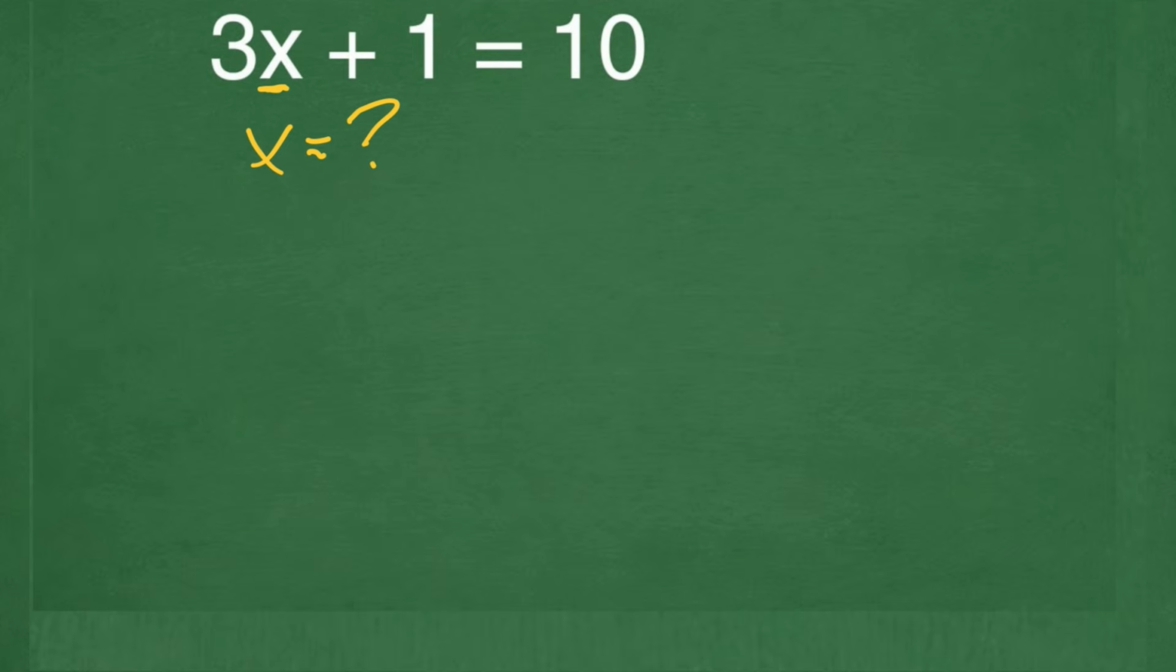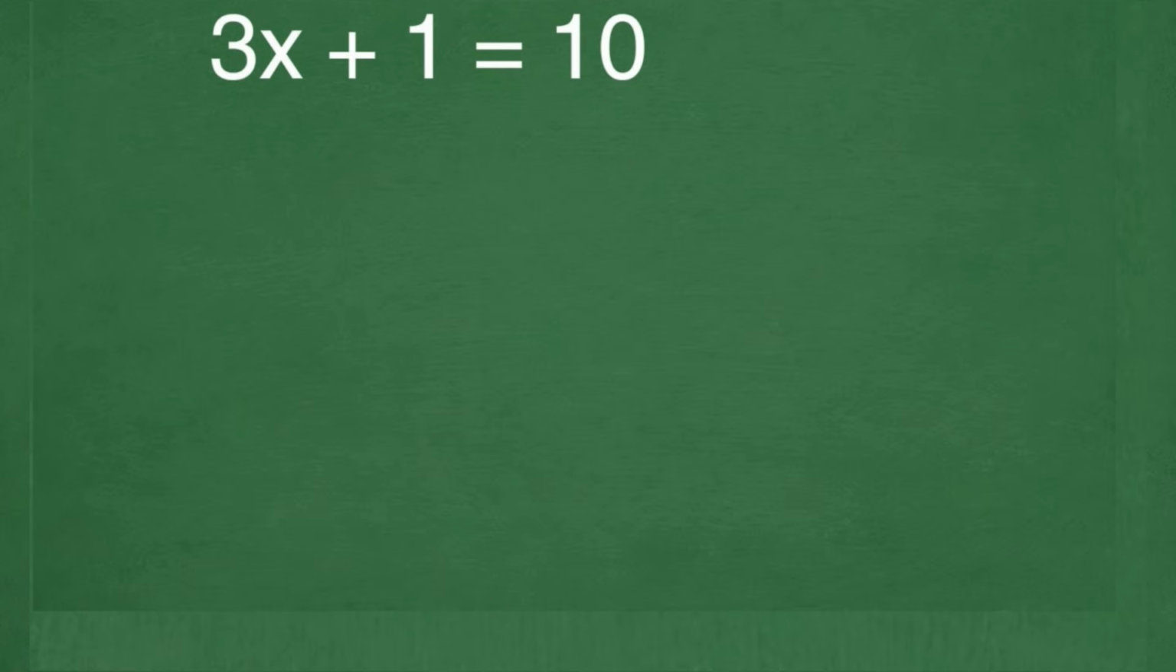But first, let me explain what variables mean. So in algebra, we have two things. We have numbers and variables. And what are variables? I am going to answer that for you. Variables are just letters or different symbols whose value varies, so they represent a specific number.